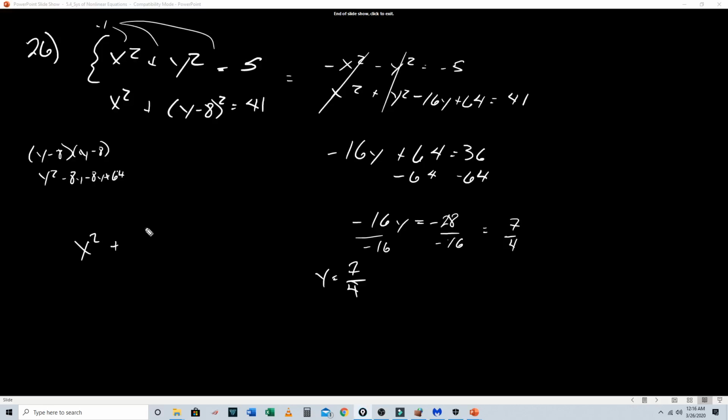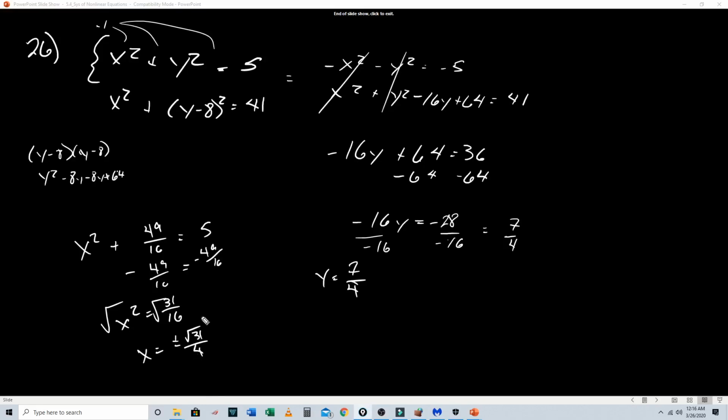So x squared plus 49 over 16, because that's 7 over 4 squared, equals 5. Subtract 49 over 16. So x squared is equal to 31 over 16. And then we square root both sides. So x equals plus or minus square root of 31 over 4.